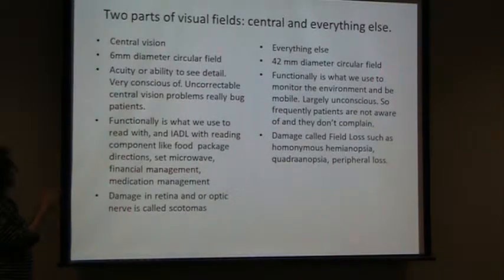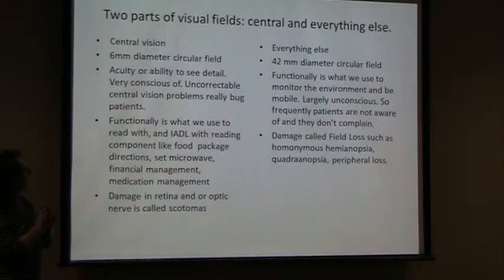Okay, so functionally we use it to read, to do cooking, food package directions, set the microwave, the oven knob, financial management, medication management, read signs, all that kind of stuff. If you have damage in your retina or the optic nerve and you lose some of your central vision, that's called a scotoma. Or, as I tell patients, you've got a hole in your vision.